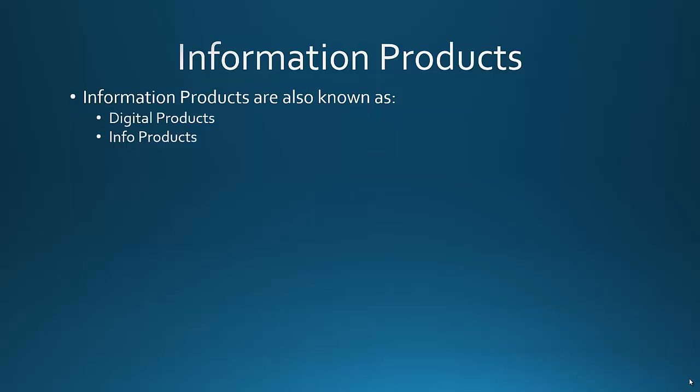Information products are also known as digital products, info products. Those are additional names. So as I talk about information products, just know that sometimes the name digital products will come out or info products. Those are phrases maybe you've heard already.